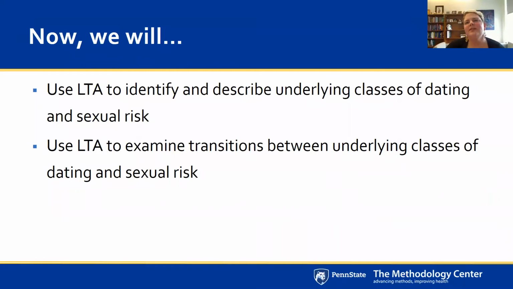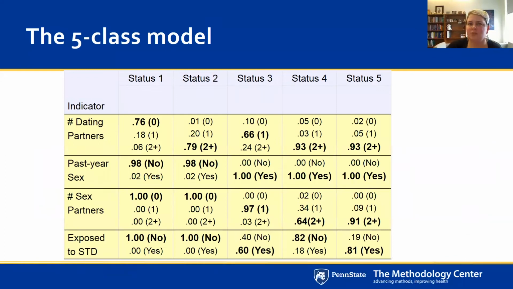So we're going to use those 4 indicators and latent transition analysis to identify and describe underlying classes of dating and sexual risk. And once we identify and understand what those classes are, then we're going to use LTA to examine transitions between those underlying classes across 2 years. So there's, of course, behind the scenes, an entire model selection process. This is just an intro to LTA, so we're not going to get into the details of that. If you have questions, I can talk more specifically about that during the discussion hour.